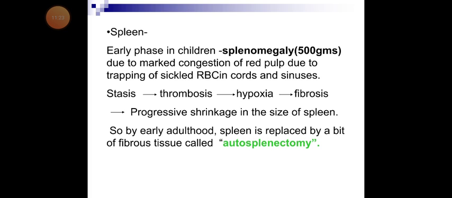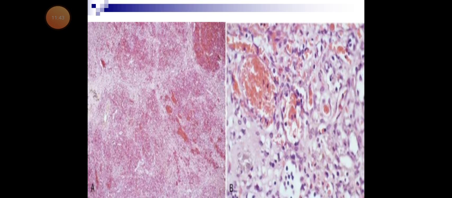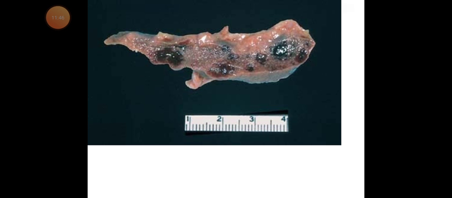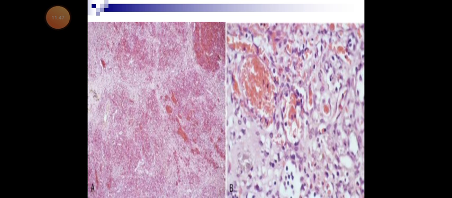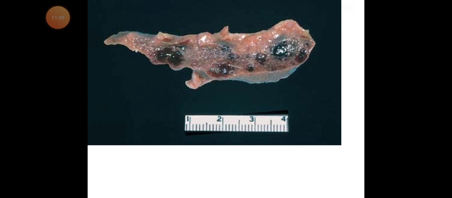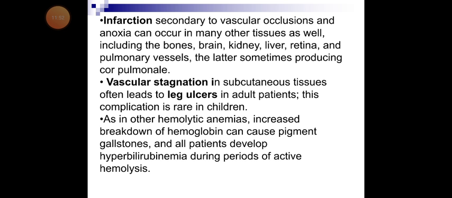But students, you should remember this about autosplenectomy in our Indian setup of sickle cell disease. This autosplenectomy is not a feature. It is there in Western countries and other countries, but in India there is no autosplenectomy. Splenomegaly is the only thing present. So these are the features. You can see that the red pulp is congested. You can see the cut section.